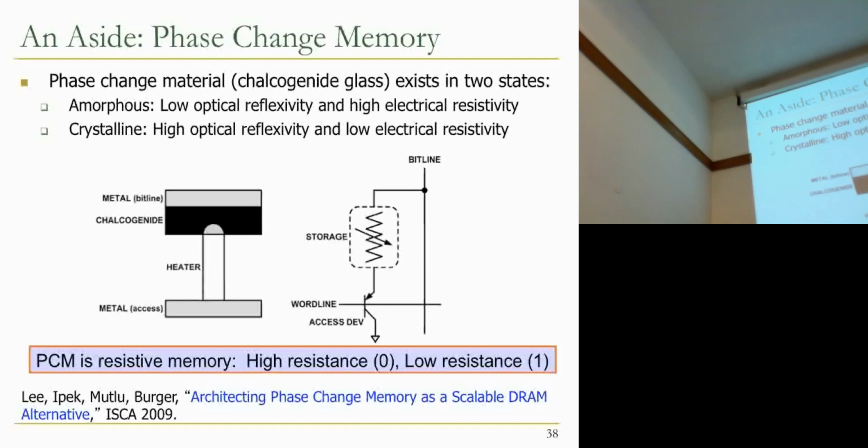Again, this is a memory technology. This is the storage element. Everything else is peripheral, right? This is the access transistor over here. You have a word line. This is not the best picture over here. We'll look at a better picture. But you have an access transistor as well as some sensing circuitry and a bit line.